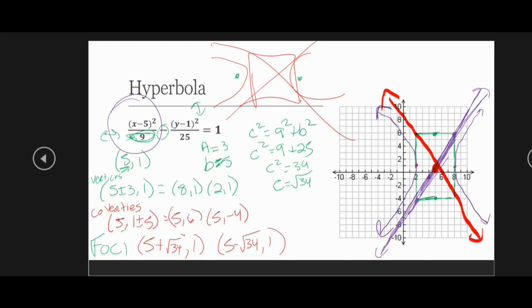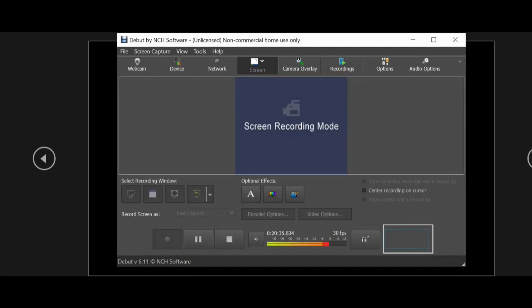All right. That's some graph review. I hope that helped clarify some things for you guys in your quiz.